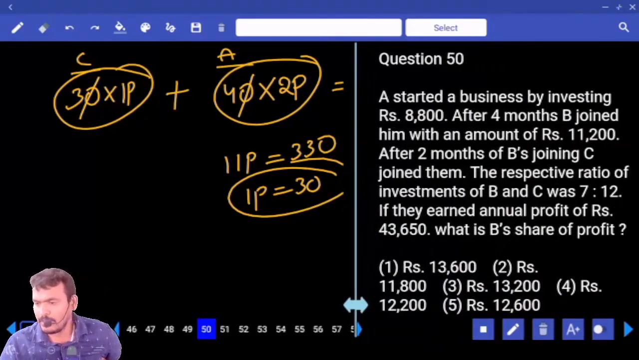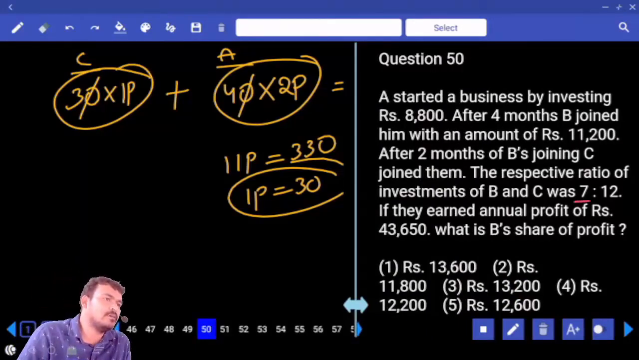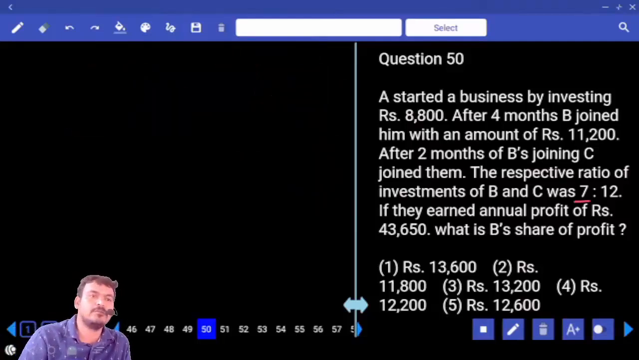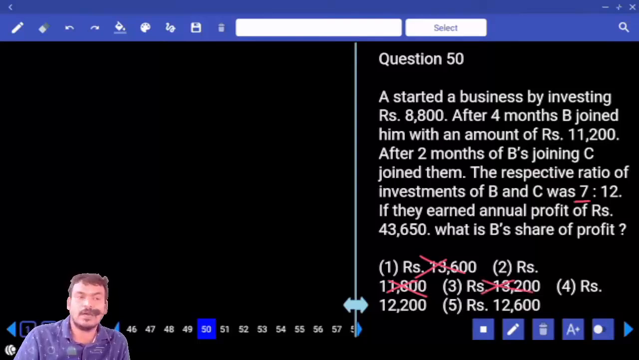B share. Okay. B share means how many parts do we need? 7 parts or 8 parts? 7 parts. How many options are multiples of 7? First option, 7 multiple, no or yes? 7 ones are 7, remaining value 66. 7 multiple? No. Second option, 7 17s are 119. No. Third option, no. Fourth option, no. Fifth option, yes or not?